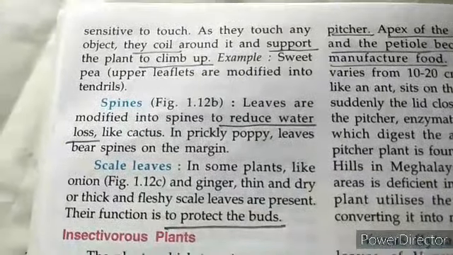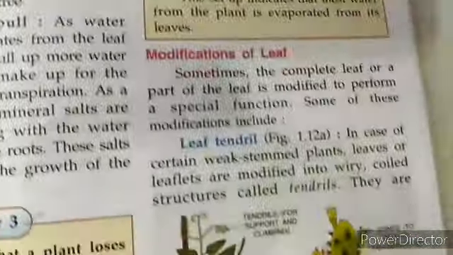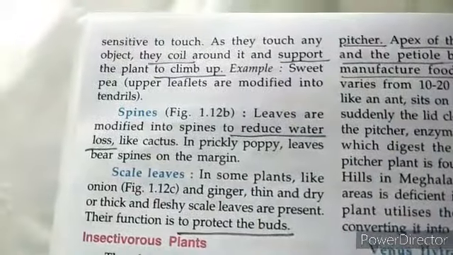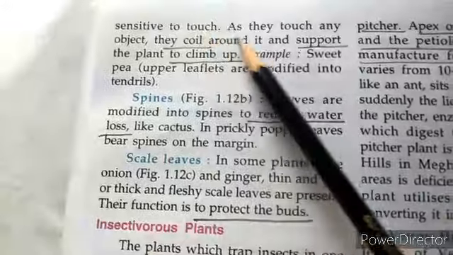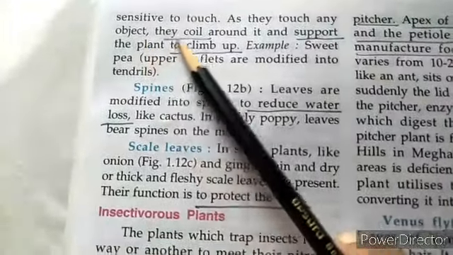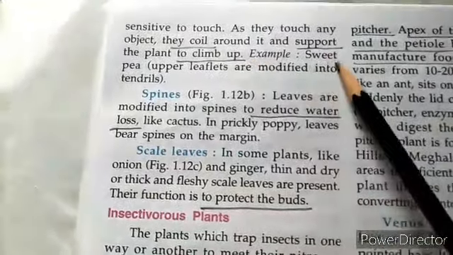Now let's go through once again. So the modifications in the leaves that we are going through, first was leaf tendril, which is found in stems that are extremely weak, and the tendrils help in climbing. They're very sensitive to touch, these tendrils. So as soon as they touch any body that is firm enough to be gripped, they will coil around it and support the plant to climb up. The example is sweet pea.